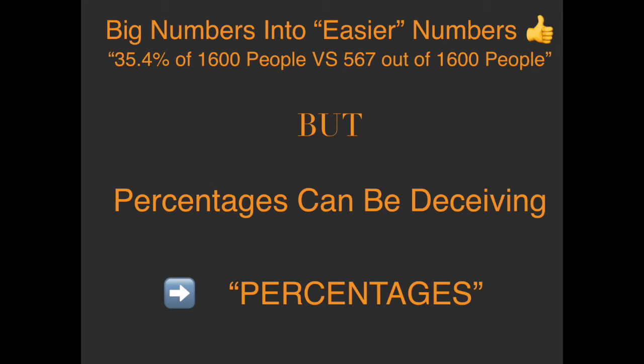Now for circle graphs. If you want to know how much a group of data is compared to the total data, circle graphs are your best friend. Circle graphs are excellent tools for shrinking big numbers into percentages that we can understand. For example, saying about 35.4% of 1,600 people might be a better way than to say 567 people out of 1,600 people. But let's look into percentages a bit more.